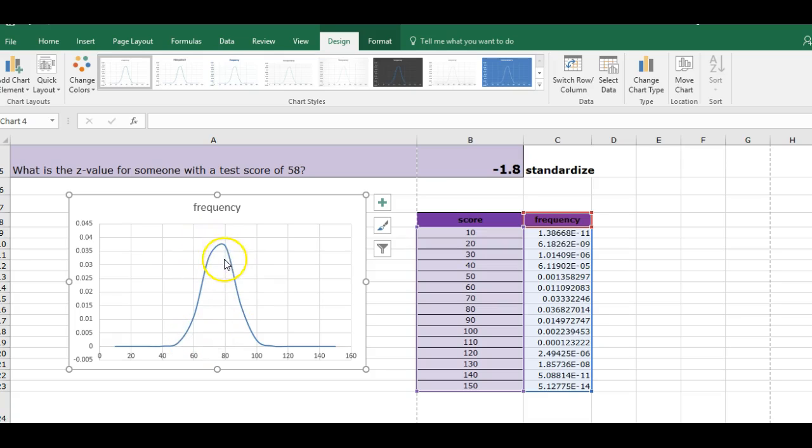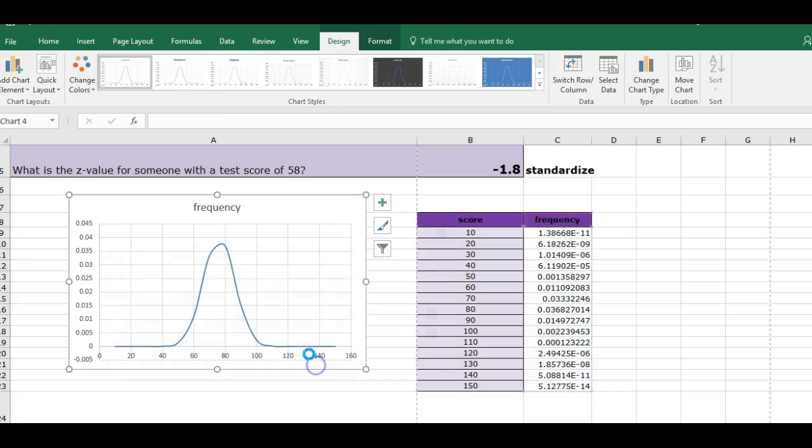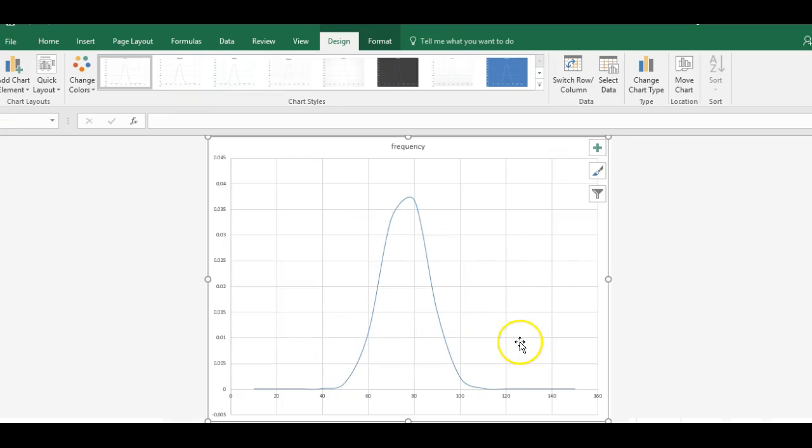If you want to move that to your own worksheet, you just go over here to Move Chart. We'll click it. We'll call it normal curve. Hit OK. And it's now on its own chart, and I can go ahead and edit it.